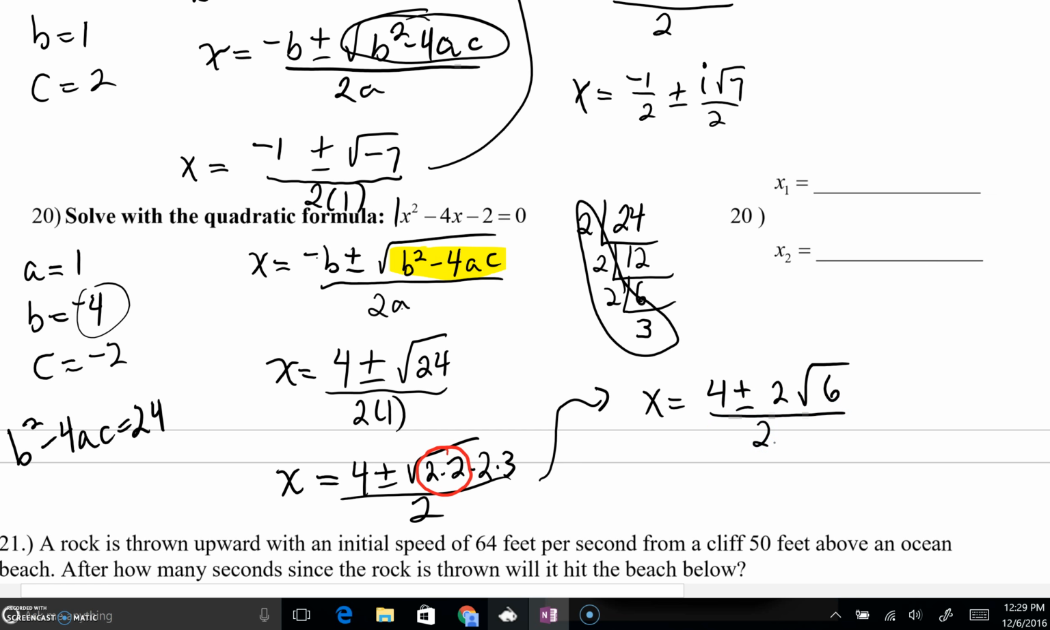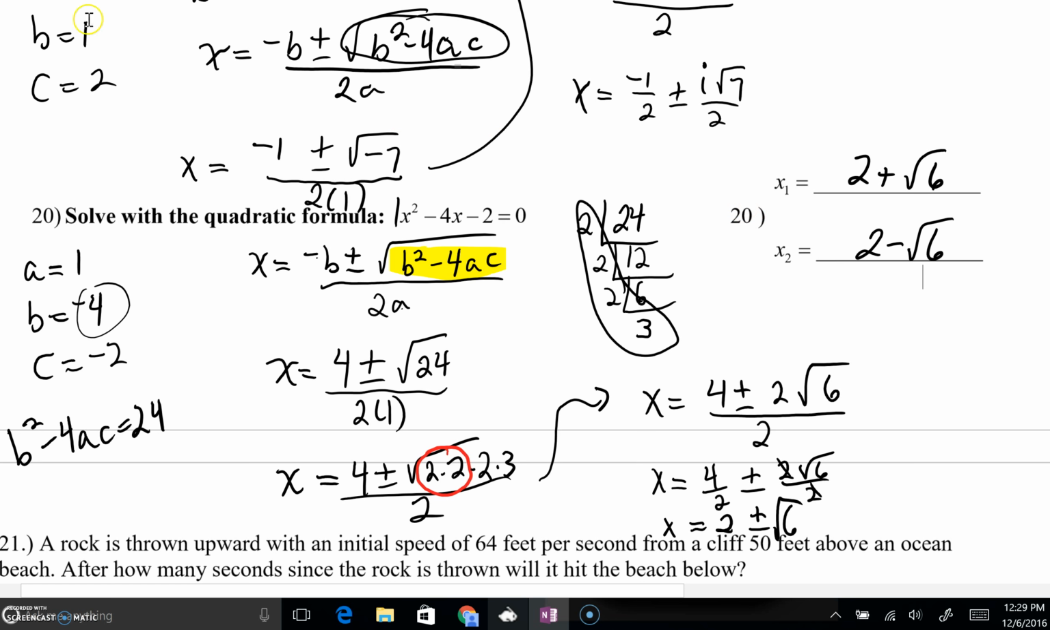It's very tempting to stop here, but of course you should separate this into 2 distinct fractions. And you can see 4 divided by 2 is just a 2. And here the 2's cancel out. You're just going to be left with radical 6. You'll have a 2 plus radical 6 and a 2 minus radical 6. And we're done.